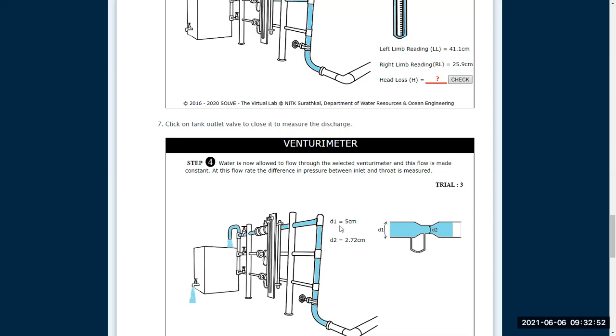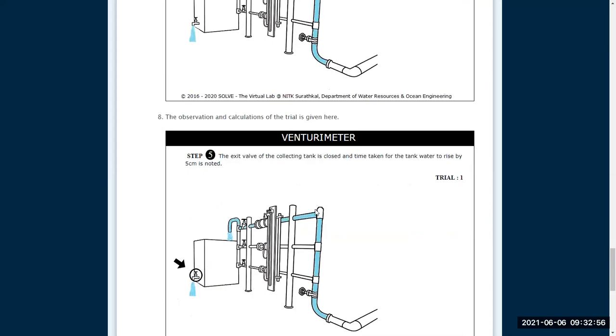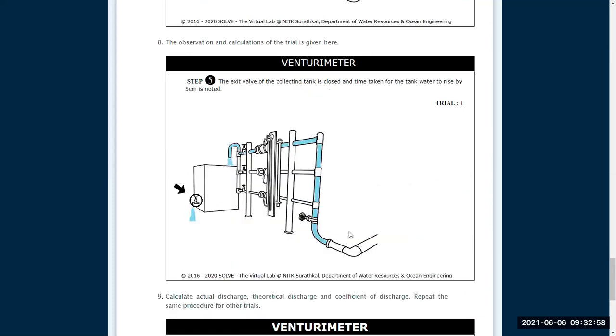After this, what you have to do is close the exit valve at the collecting tank. You can see here the arrow mark that shows it.